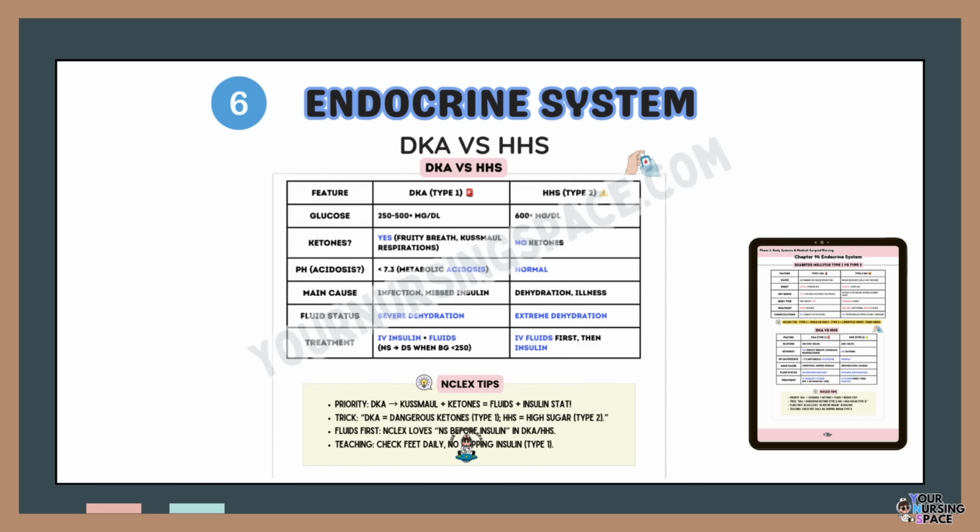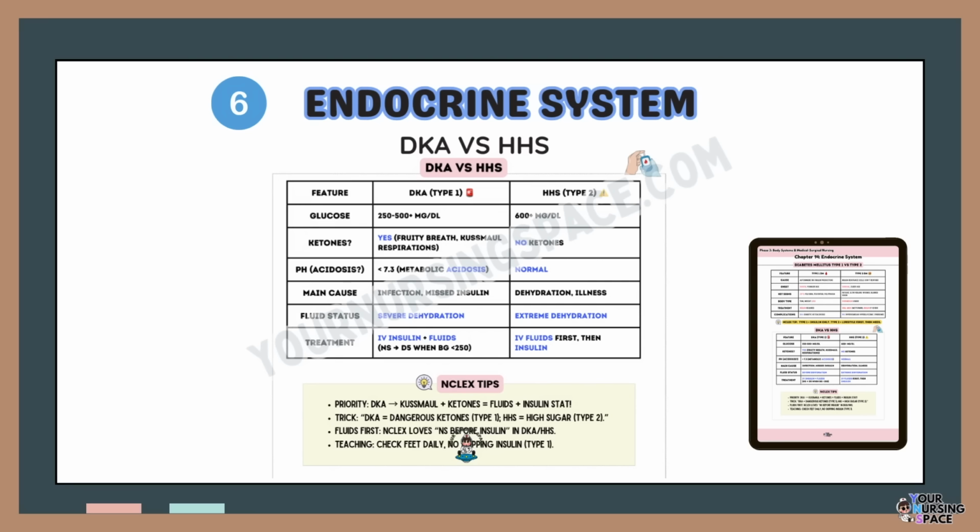Now let's go over two major diabetic emergencies, DKA and HHS. Both involve dangerously high blood sugar levels, but they have key differences. DKA, or diabetic ketoacidosis, happens mostly in type 1 diabetes. It occurs when the body doesn't have enough insulin, so it starts breaking down fat for energy. This process creates ketones, which are acidic, leading to metabolic acidosis. The classic signs of DKA include Kussmaul breathing, which is deep, rapid breathing as the body tries to blow off excess acid, fruity breath odor, and severe dehydration.